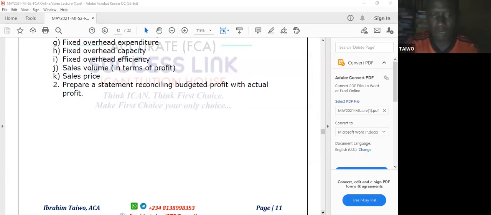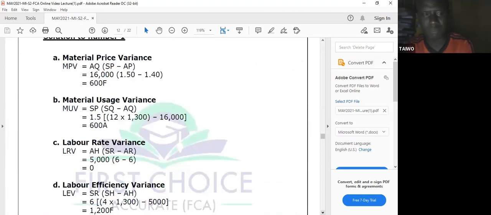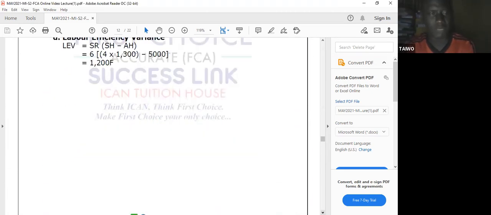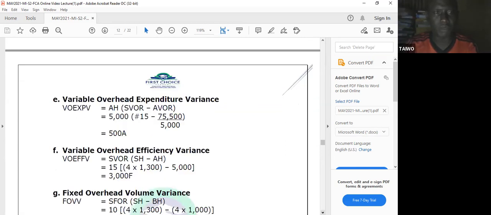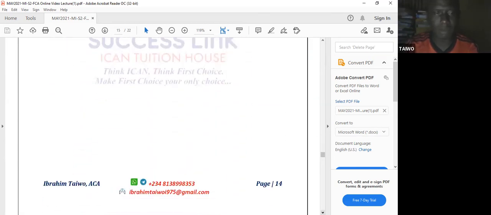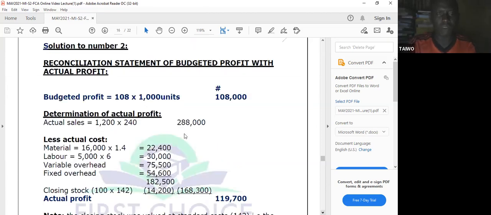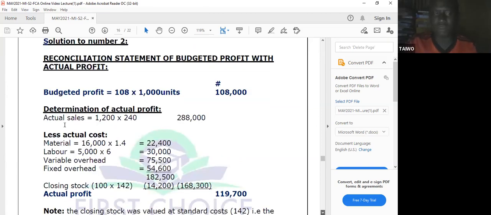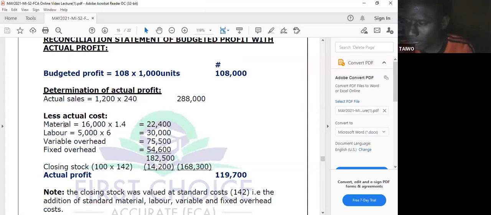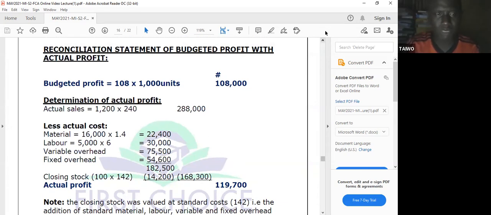Now, they have gotten the actual sales: actual selling price, actual profit, actual quantity. That's our actual sales. Apart from that, you now less all the actual costs from it. So what are the actual costs that we are lessing now? That's actual cost of material, actual cost of labor, actual cost of variable overhead, actual fixed overhead cost. Because if you look at it, all the actual information there, you can pick it from here.